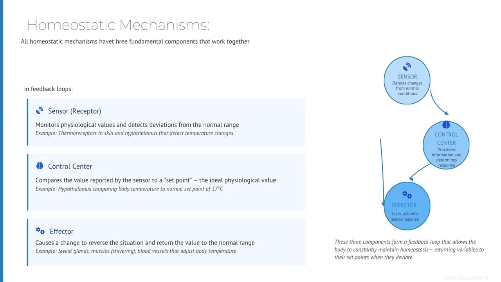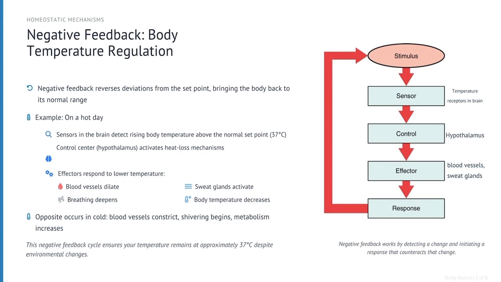Homeostatic mechanisms. All homeostatic mechanisms have three fundamental components that work together in feedback loops. Sensors, also known as receptors, monitor the physiological value and detect deviation from the normal range. The control center compares the value reported by the sensor to a so-called set point, which means the ideal physiological value. The effector causes a change to reverse the situation and return the value to the normal range. These three components form a feedback loop that allows the body to constantly maintain homeostasis, returning variables to their set point when they deviate. Negative feedback reverses deviation from the set point, bringing the body back to normal range.